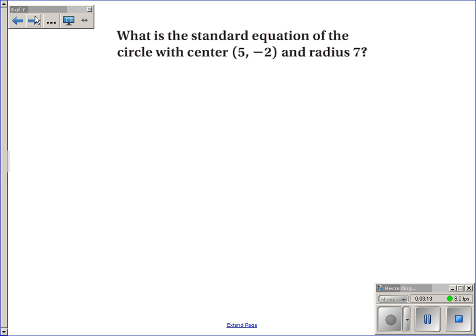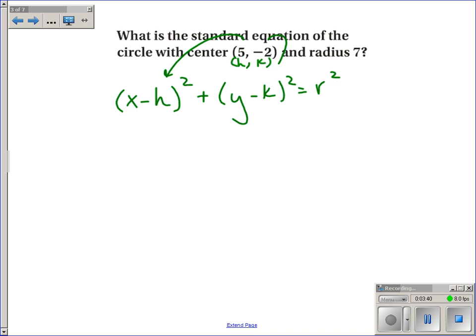Now let's use this in several different ways to show you how this formula, this equation, can be used. Okay, what is the standard equation of the circle with center at (5, -2) and radius 7? Okay, well, the formula we'll keep coming back to: x minus h squared plus y minus k squared is equal to r squared. Okay, the center is (h, k). So 5 is h, and k is -2.